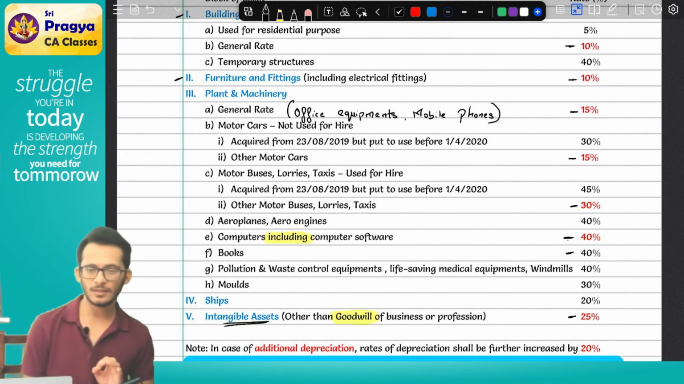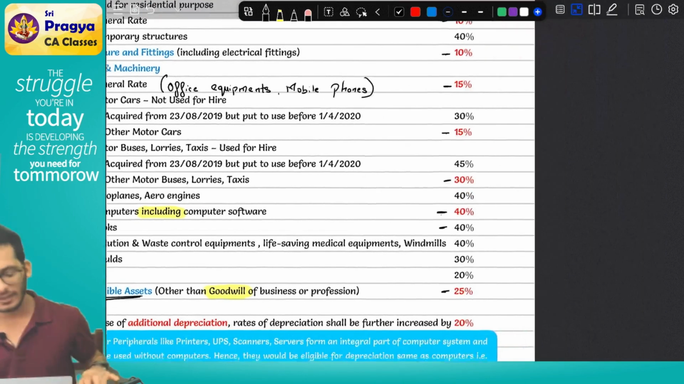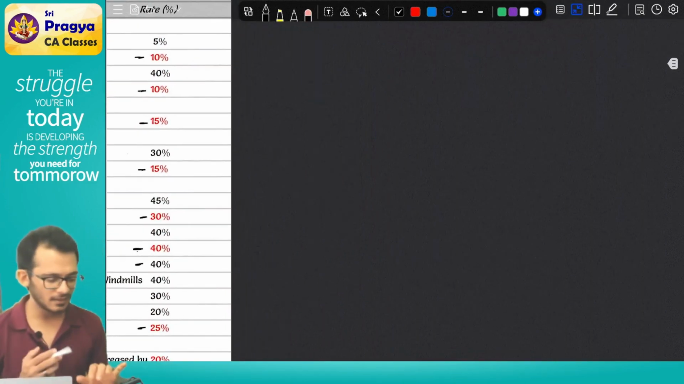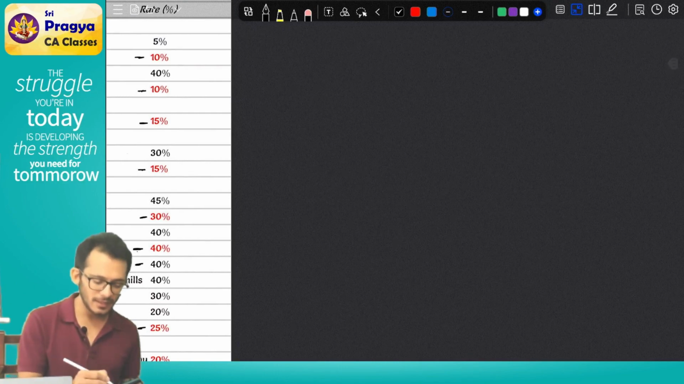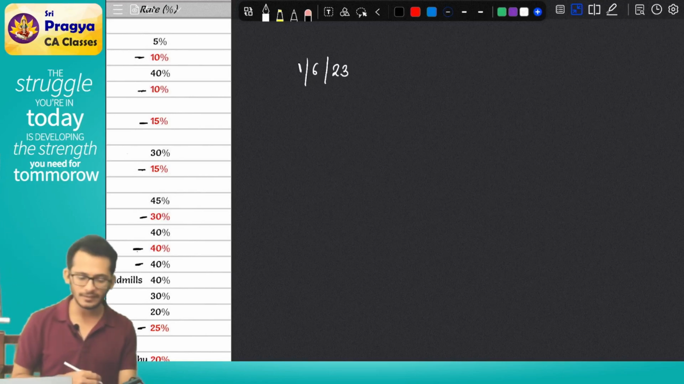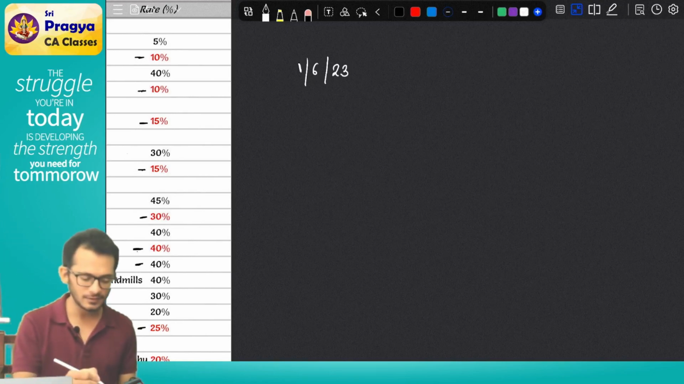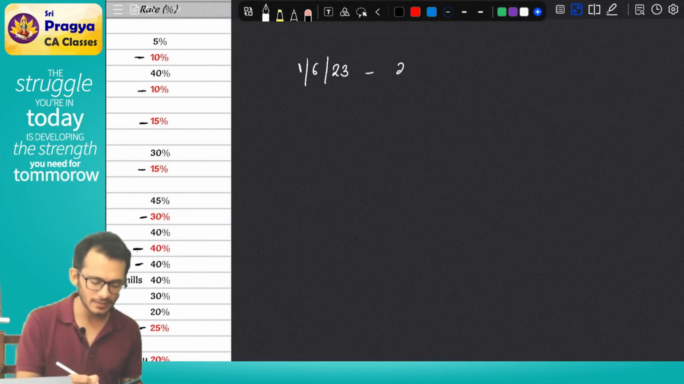Let's assume accounts comes and says for building you have to charge 10% depreciation. And what happened in accounts is, you bought this building on 1st June 2023, and in accounts they are saying you have to charge 10% depreciation, assuming that the building is costing 10 lakhs.